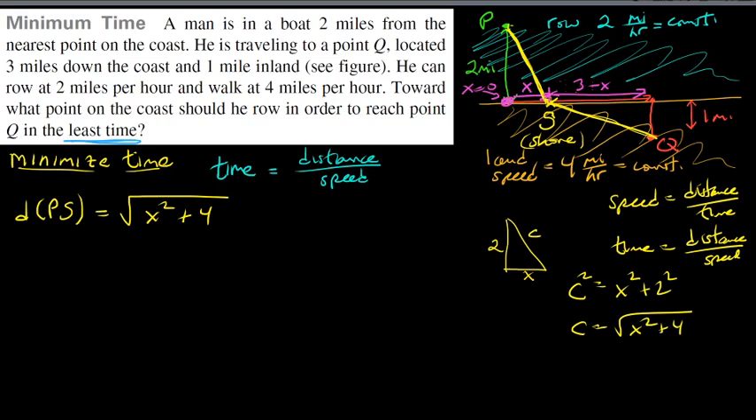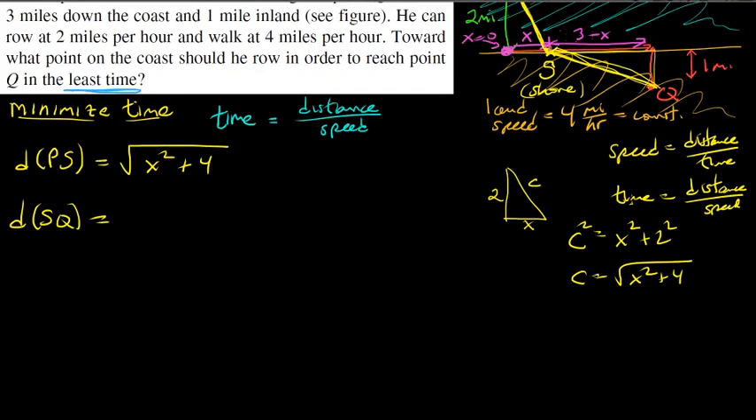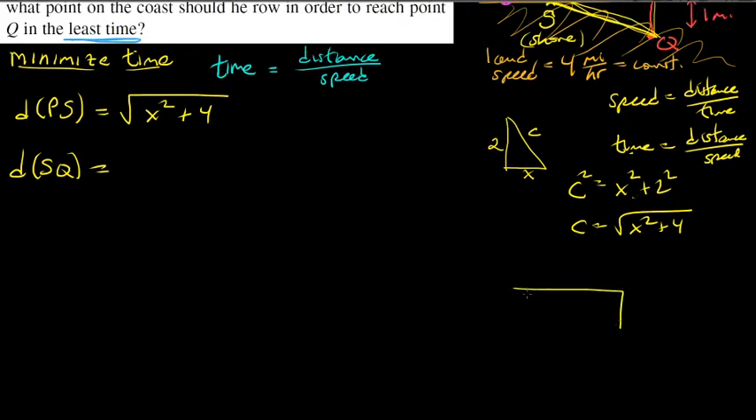Okay, but that's only the distance you're traveling through water. What about the distance on land from S to Q? What is that distance? So another triangle, this one here. Maybe I should draw that down here. So this we said was 3 minus x. This distance here was 1 mile. So what's the hypotenuse? Well, if I use C here, how about B? Or how about A? I'm running out of letters. A is good. So A squared equals 1 squared plus (3 minus x) squared.